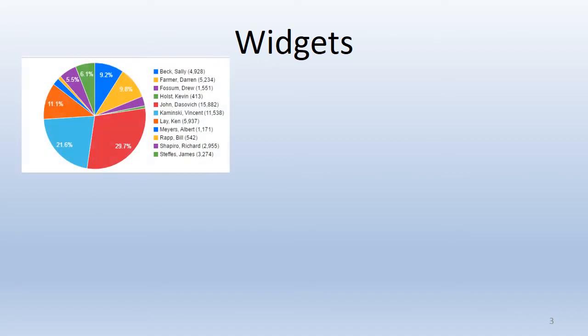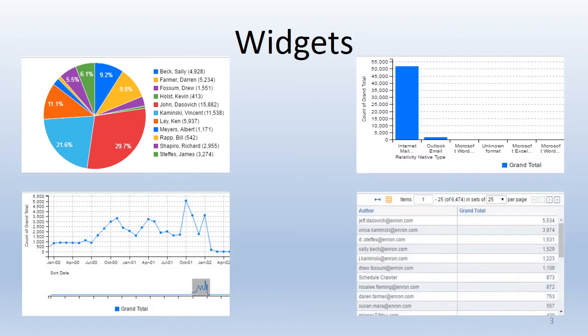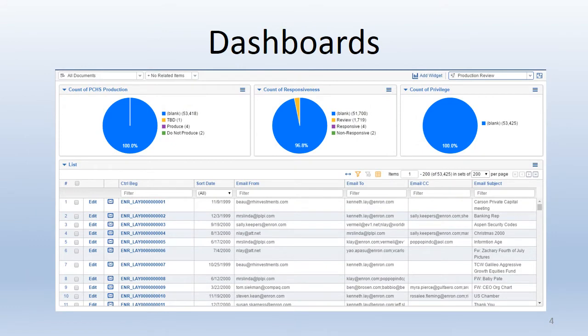Widgets are essentially pivots or groupings of information by one or more fields. These pivots can be displayed as pie, bar, stacked bar, line, or table graphs. Dashboards are saved arrangements of widgets.